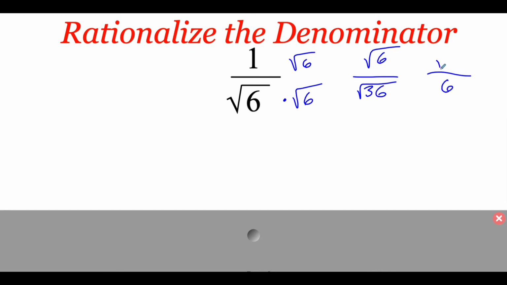But on top, we still have this square root of 6. Now, I'm not able to simplify this down at all because on top that 6 is underneath the square root, but on bottom that 6 is not. So I cannot simplify those down. So this is going to be my final answer. The square root of 6 divided by 6.